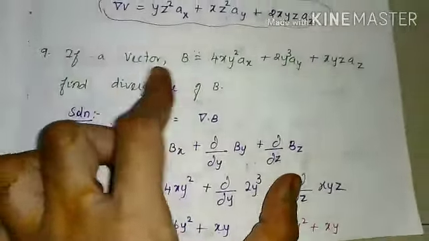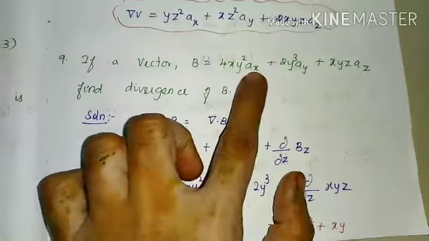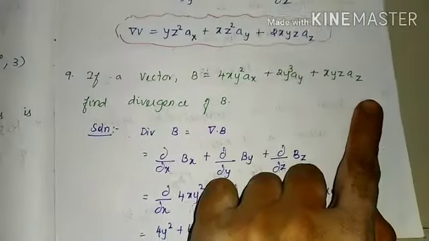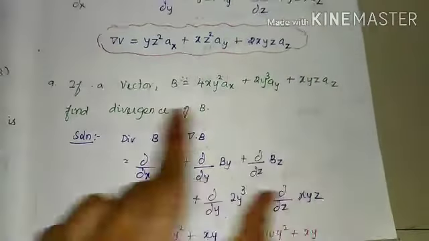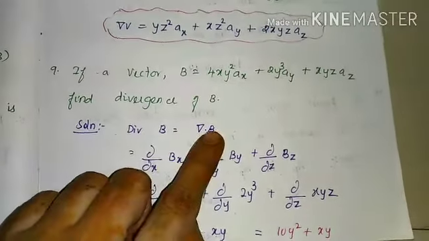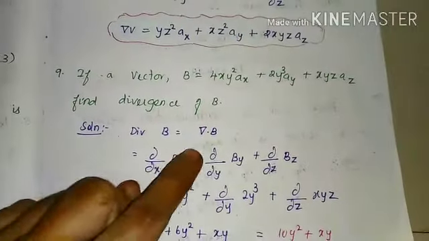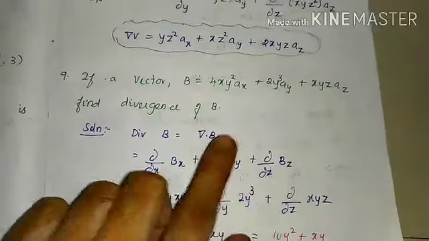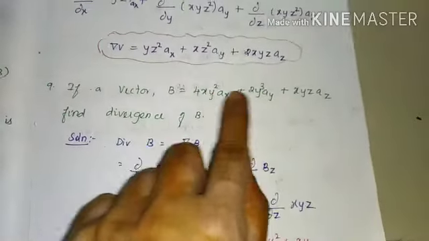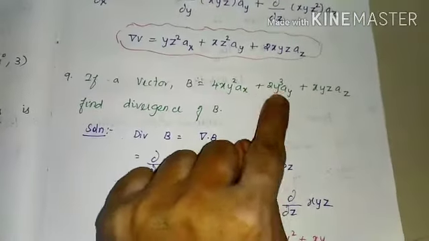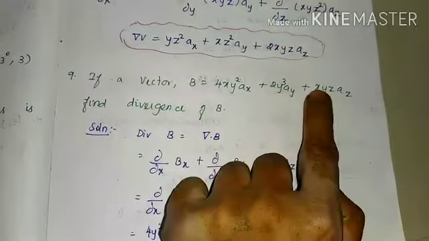See the problem number 9. If a vector b is equal to 4xy squared ax plus 2y cubed ay plus xyz az, find the divergence of b. See, divergence of b in the sense del dot b. So dou by dou x of bx plus dou by dou y of by plus dou by dou z of bz, right? So this is our expression. The coefficient of ax is bx, coefficient of ay is by, coefficient of az is bz.